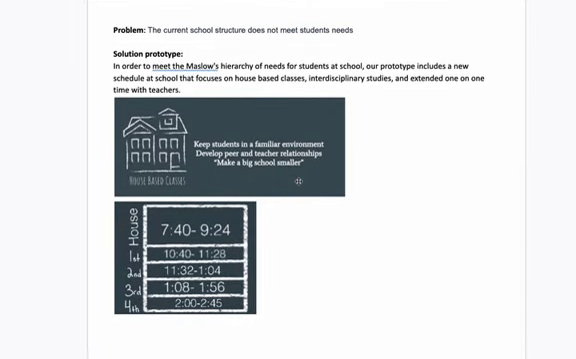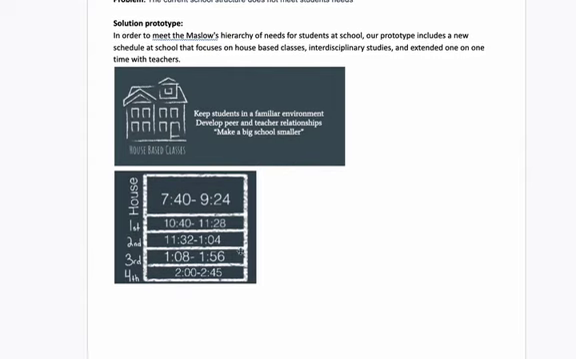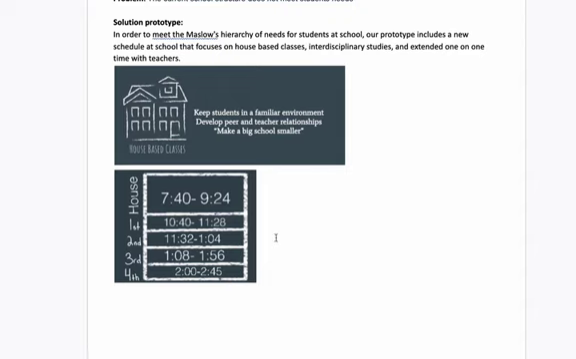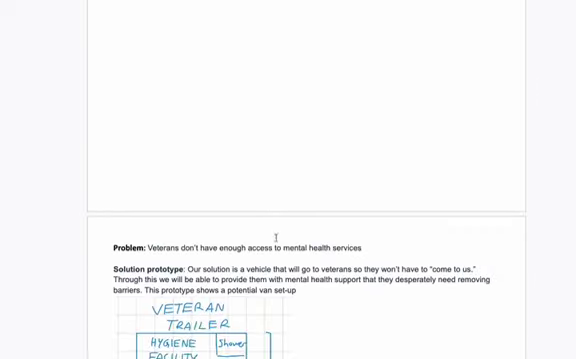Here's another one. Current school schedule doesn't meet students' needs. And so their prototype is using Maslow's hierarchy of needs. They created a prototype focused on house-based classes that can allow interdisciplinary study and extended one-on-one time with teachers. So here they have a model of what the schedule would look like, and then they can ask people, what do you think about this model? What are the pros? What are the cons? What aren't we thinking of? Get questions answered. Like, hey, they don't have lunch on here. Mildly important, right? But a minimal viable prototype to get feedback.